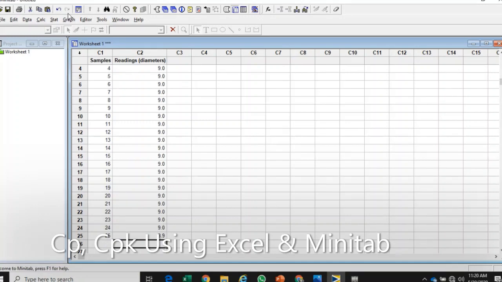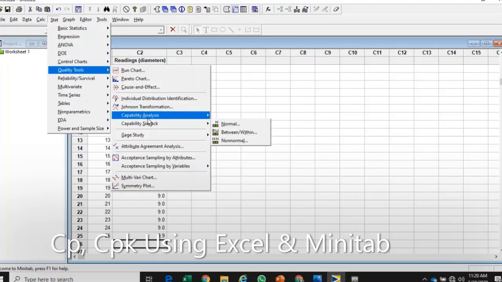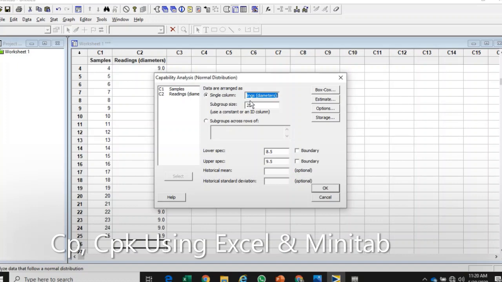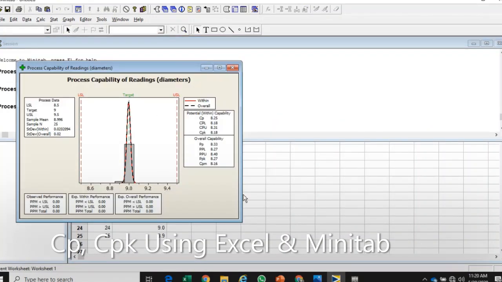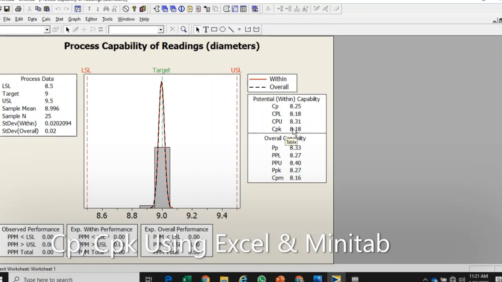So go to Start, Quality Tools, Capability Analysis, Normal, and 25 observations, same. You can just give OK. So this is the perfect one. If you see here, all these values are falling under the target. CP is 8.25 and CPK is 8.18, which is considered to be the best one. So the chances of error are very, very minimal. Always remember one more thing: the CPK value will always be lesser than the CP value.